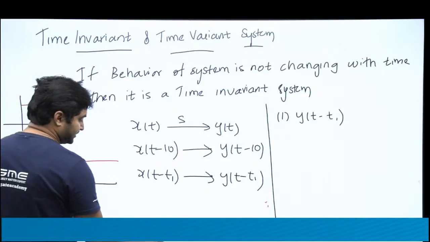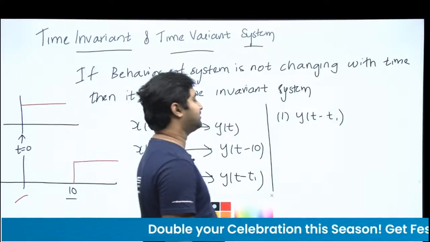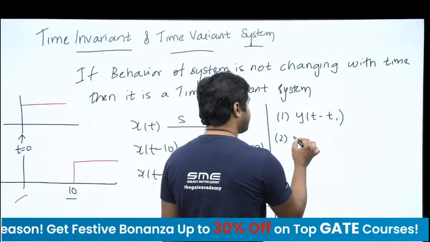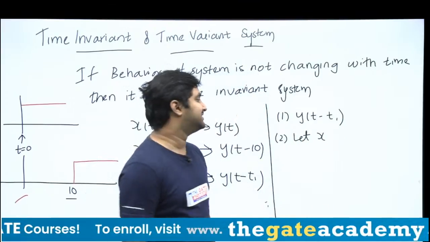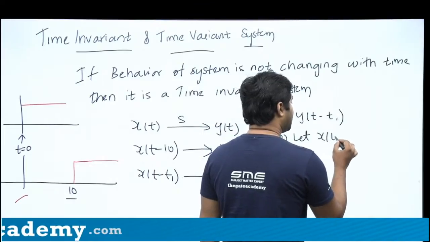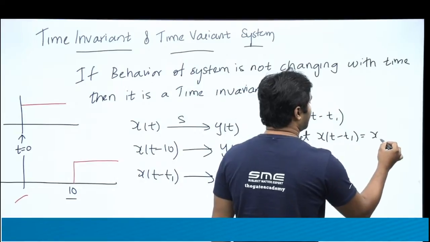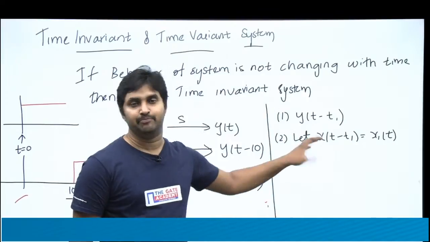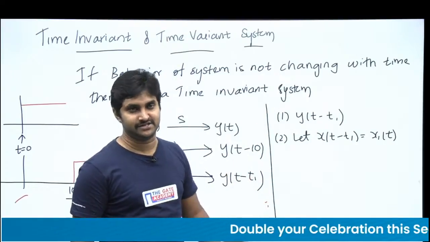Let me call it as a, no problem, doesn't matter. Y of t minus t1 I will find out. Second thing, I will consider that let x of t minus t1 be equal to x1 of t. This is a general process, but I will give you a simple observation. Directly you can put observations. Most of the cases you will get the correct answer.